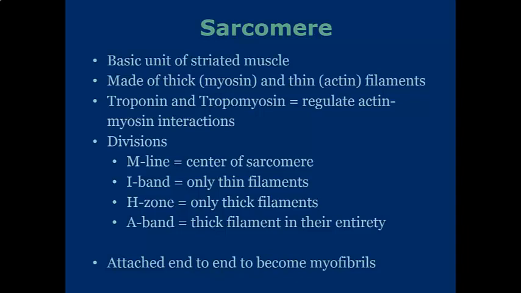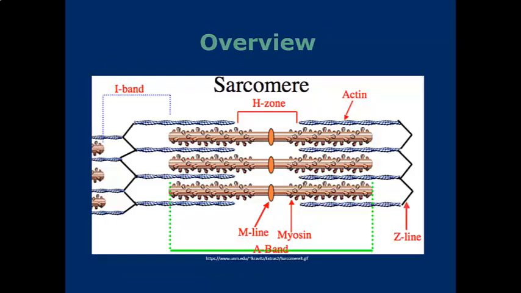They're attached end to end to become myofibrils. Here's an overview of what that's going to look like. As the muscles contract, the H zone is going to shrink as this condenses down, and the A bands will slide into the I bands, thus constricting the muscle.